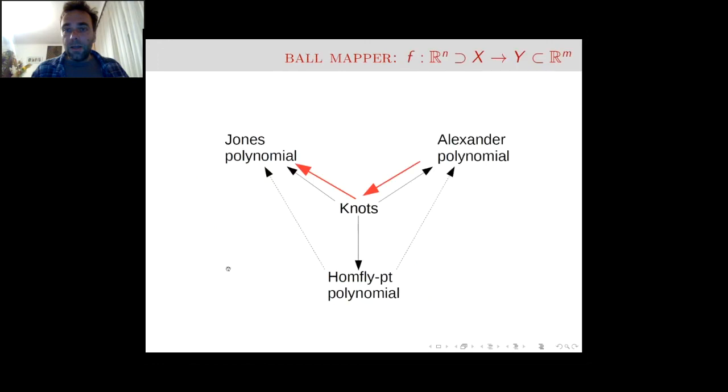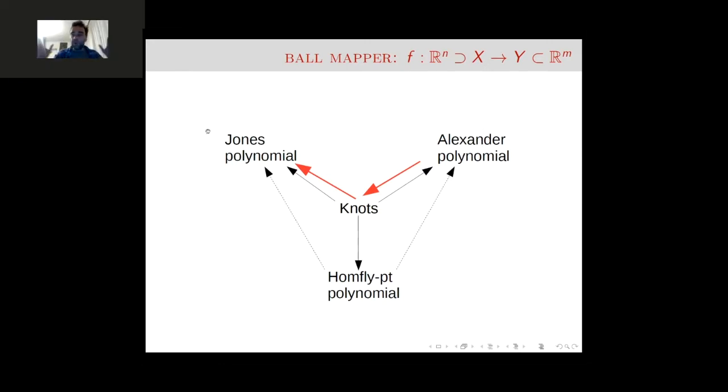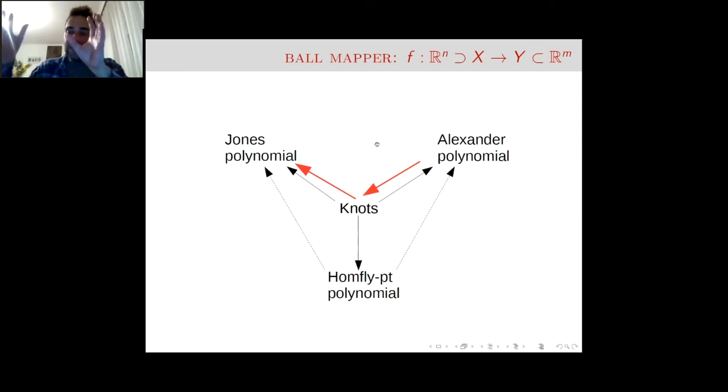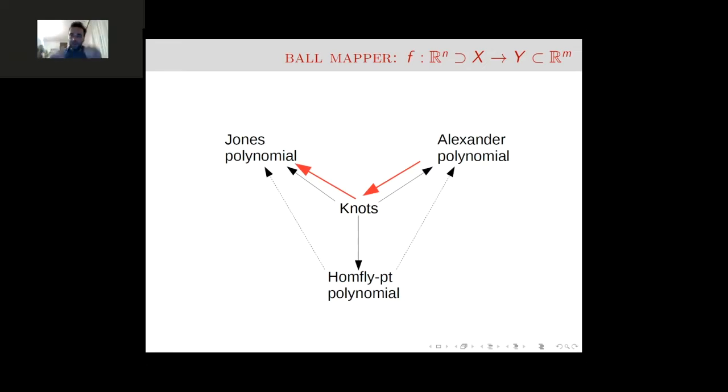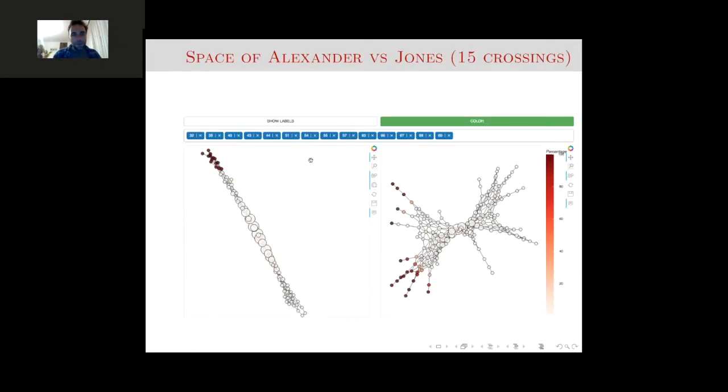So here's the idea of how to construct that map. We are building a Ball Mapper, or Mapper, of the space of Alexander and Jones polynomials separately. Then we look at a vertex in the Alexander polynomial Mapper. It covers a bunch of Alexander polynomials of knots. We ask which knots are covered by that particular vertex, and then we ask where those knots are located in the space of Jones polynomials. We can do it for a single vertex, or for a collection of vertices. Nothing changes. So here's how it works. We denote a bunch of vertices in the space of Alexander polynomials, and we ask, okay, what are the knots covered by them?